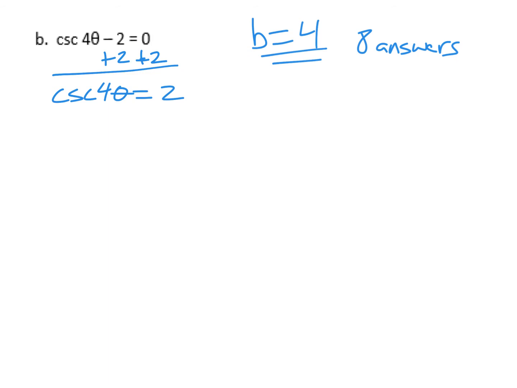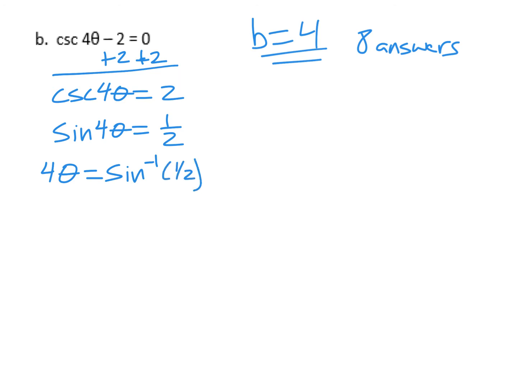Cosecant of 4 theta is 2. No, thank you. I'll take sine 4 theta is a half. Time for the inverse. So 4 theta equals inverse sine of a half. I go to the unit circle, and I get 2 scenarios, right? This is kind of where I'm getting my 2 answers.